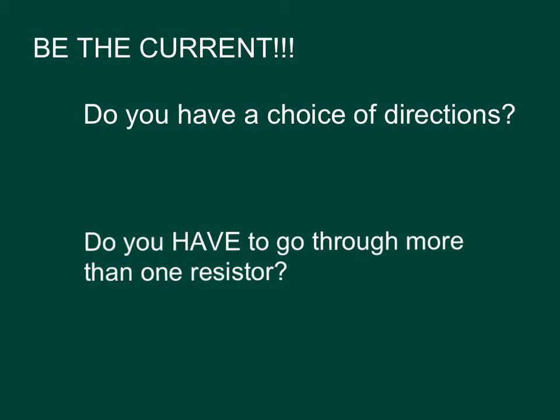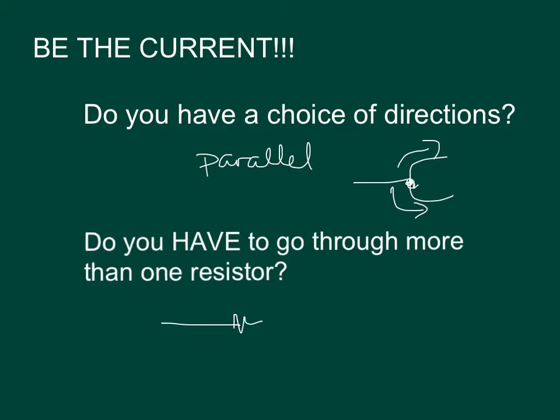Do you have a choice of directions? If you have a choice of directions, then you're in parallel. So if you get to a point in the circuit where you can go one way or the other, anytime you have a branch, you're in parallel. Do you have to go through more than one resistor? At some point, a resistor could be part of a branch.